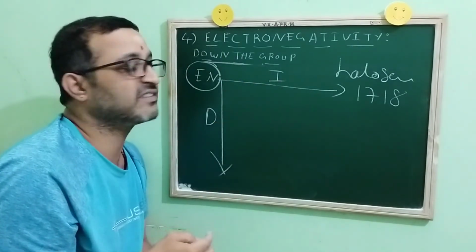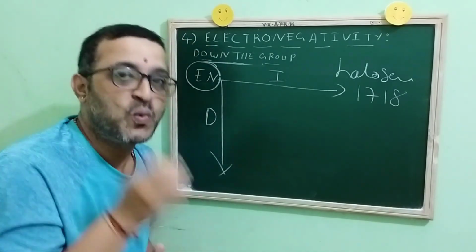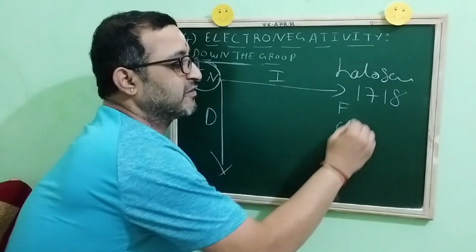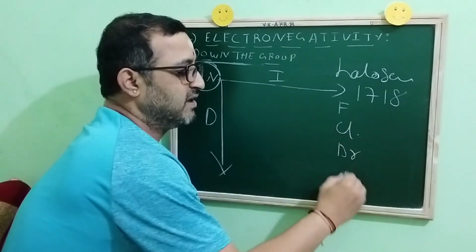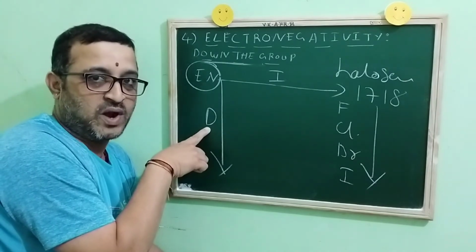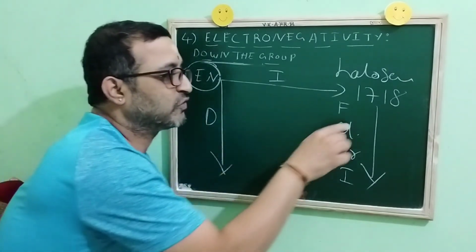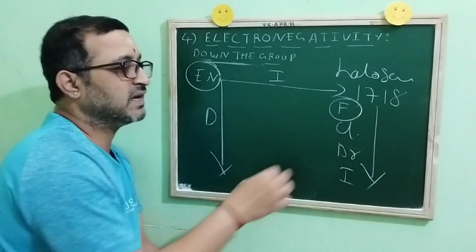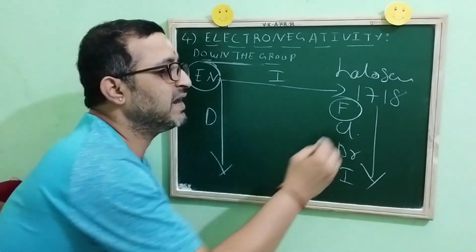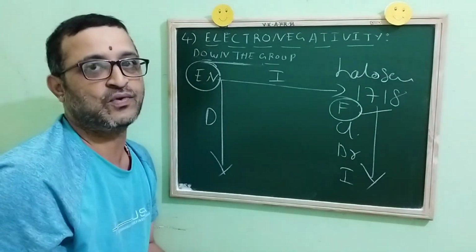Now the question arises, among halogens, which is the element having maximum electronegativity? Children, just now we studied that. See, when you go down the group, the electronegativity is going to what? Decrease. So the element in group 17 which is having maximum electronegativity is fluorine.